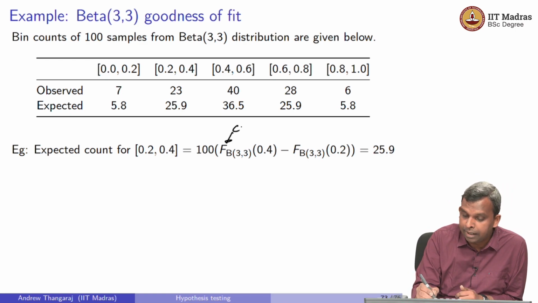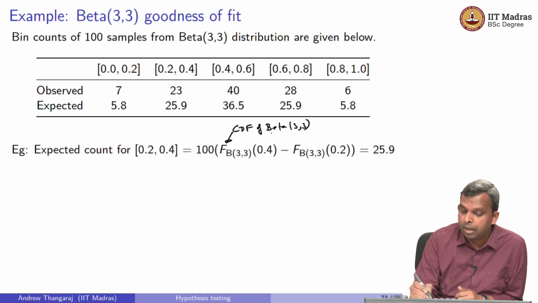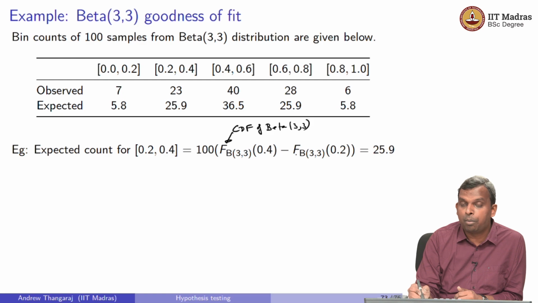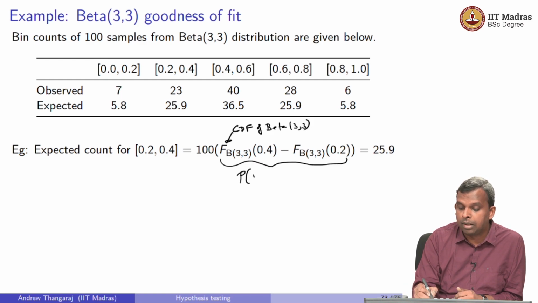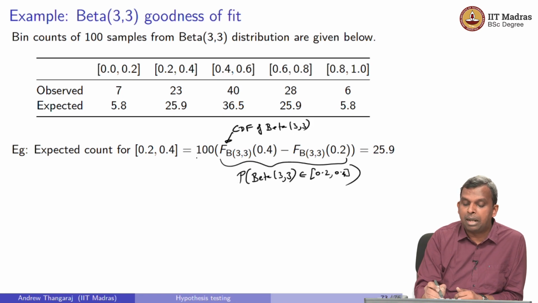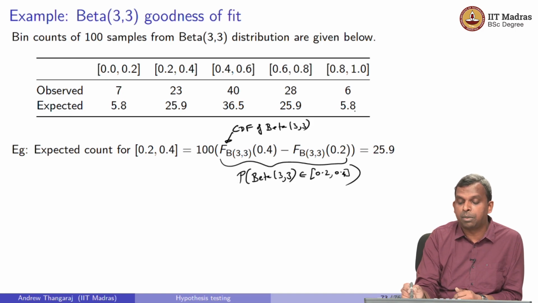So, this is the CDF of beta 3,3, and the CDF evaluated at 0.4 minus CDF evaluated at 0.2. So, this is the probability that beta 3,3 falls in the interval 0.2, 0.4. Okay. So, I multiply that by 100, I get my expected count 25.9. That is how I got the expected count here.